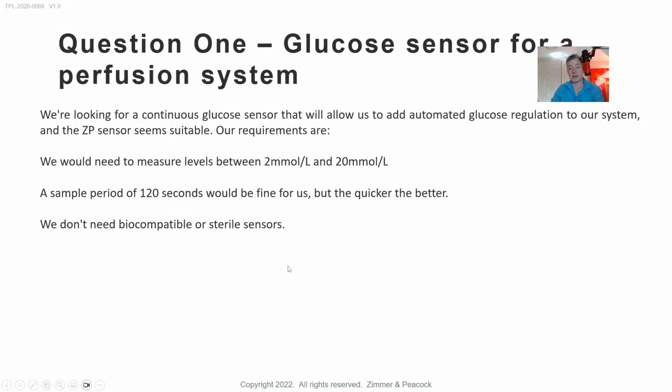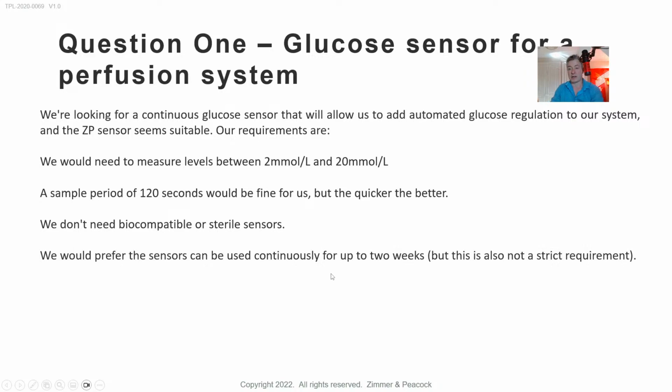It doesn't need to be biocompatible or sterile. It's fine. I mean, we do tend to make things, it's quite a lot of effort, but we work under what's called ISO 13485. We do a lot of sensors for human applications, and so we do get involved with making things in an aseptic environment, and also doing cytotoxicity and biocompatibility.